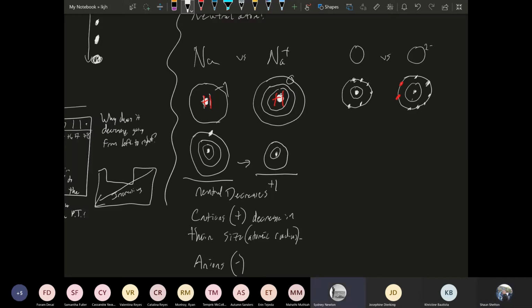More stable because now it has 8. Okay, well, which one's neutral? Oh, I'm gonna stick with you. It's Sydney, right? That's who was talking. Is that right, Sydney? Yeah.